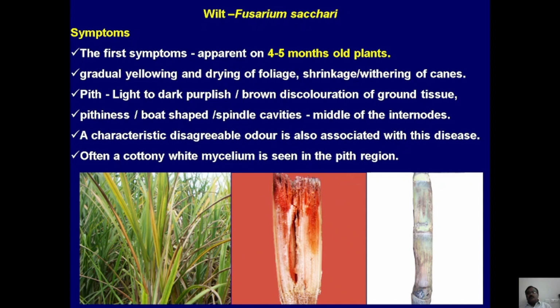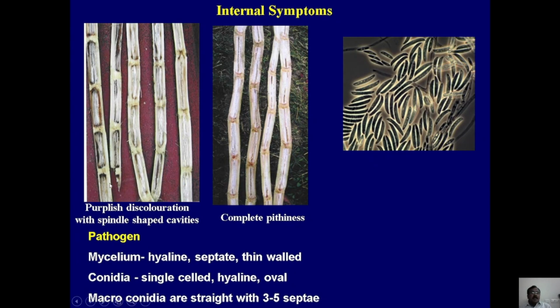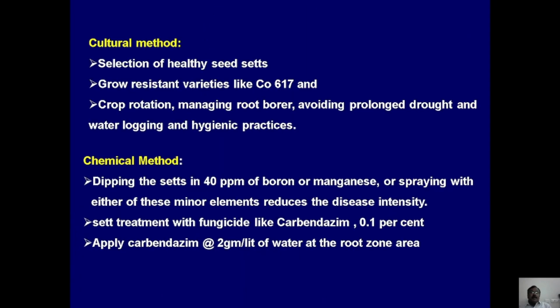Often you may also see white mycelial growth on the pithy region. These are irregular cavities with a purplish border or discoloration, and spindle shaped cavities filled with mycelial growth. In severe cases, pithiness is a common symptom of affected canes. As we know, this Fusarium is known to produce macroconidia, microconidia and chlamydospores. Here the microconidia are single-celled, hyaline and oval, while the macroconidia are long, falcate or sickle shaped with 3 to 5 septations.